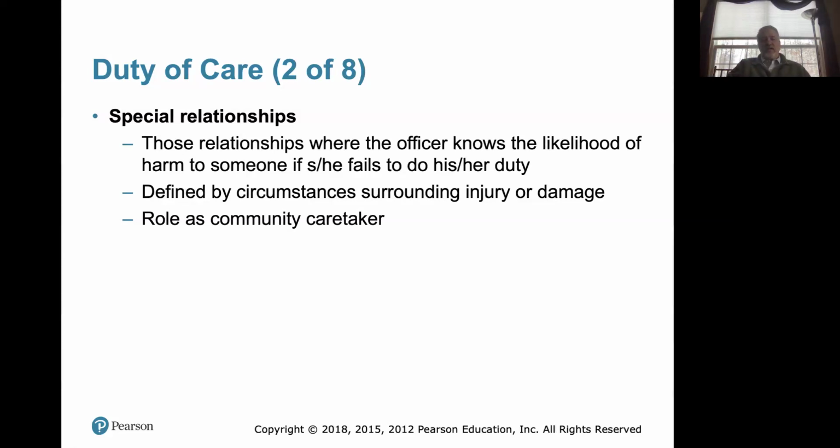It's defined by circumstances surrounding injury or damage, role as a community caretaker. If the police roll up on someone in a traffic accident and someone is injured, the police can't just walk away. They've got to now do something to get people aid. And if they do walk away, then they've acquired that relationship and they breached the duty in that situation, and they're going to be liable.